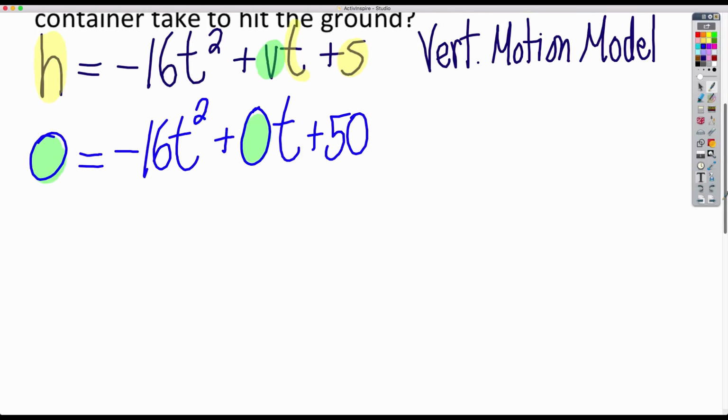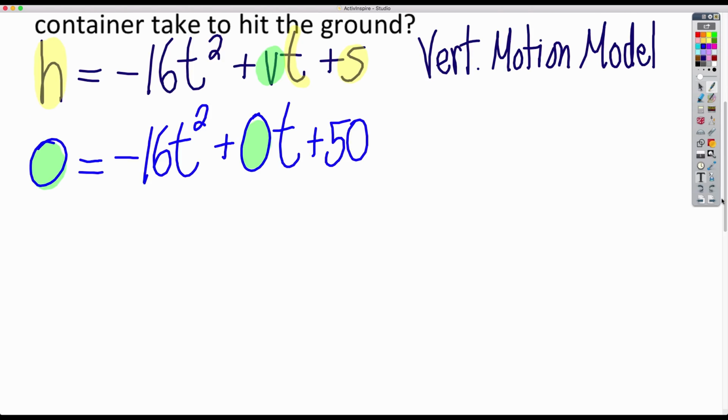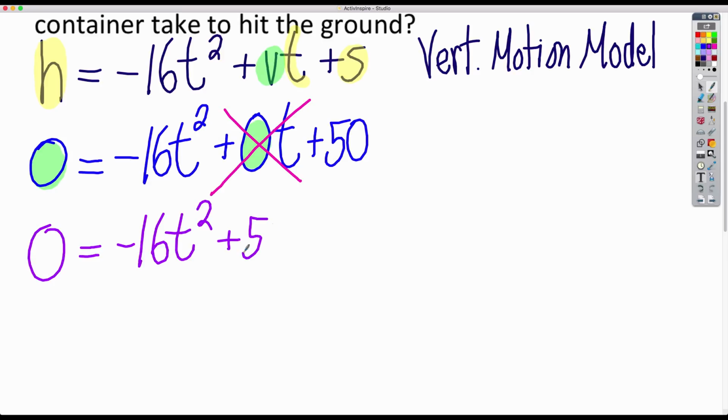Now, what happens to that middle term? This is going to disappear because 0 times t is 0. So in actuality, what we are left with is this function: 0 equals negative 16t squared plus 50. So solve the equation. You can solve it any way you want, but we now have practiced some skills that should allow you to figure it out.